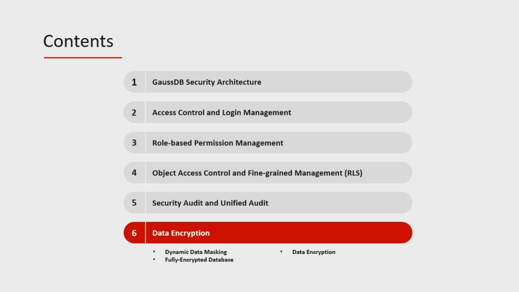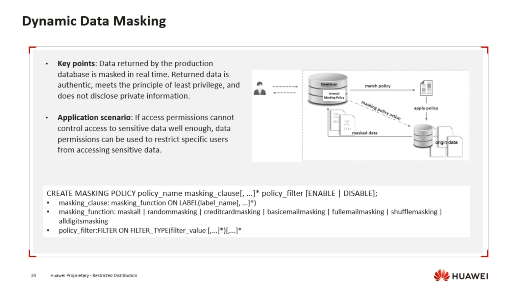Finally, let's look at the data encryption mechanism. Firstly is dynamic data masking. Generally, the system permissions control mechanism cannot deal with access to privacy data, so we introduce the masking method to anonymize the data in real time to meet the principle of least privilege. Laws and regulations in different countries or regions, such as the GDPR, General Data Protection Regulation, stipulate that different users have different object access rights when managing data.